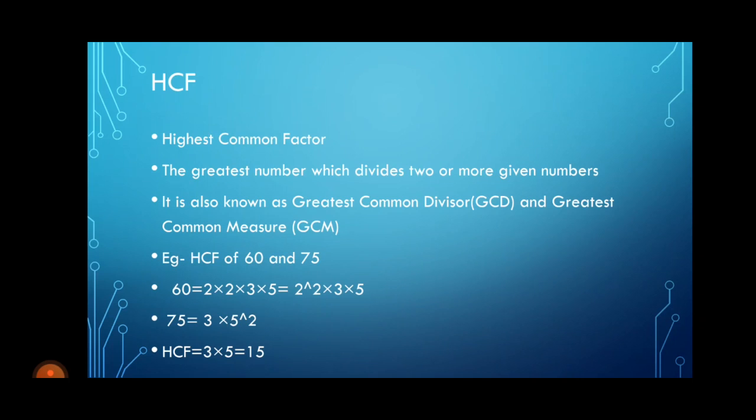And the third value is 5. In case of 60 the power is 1, 5 raised to 1, and in case of 75 it is 5 raised to 2. So the least power is 1. So we have to pick up 5 raised to 1. 3 into 5, which is equal to 15. To find HCF of two values, we take the least powered common factor.